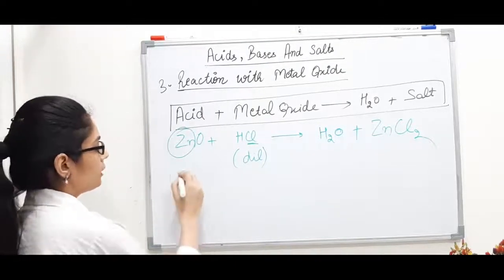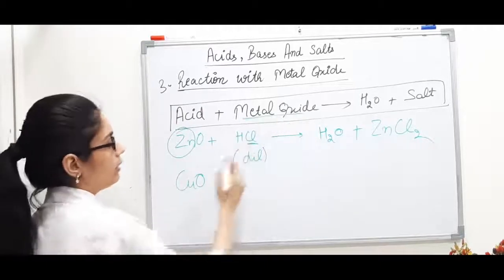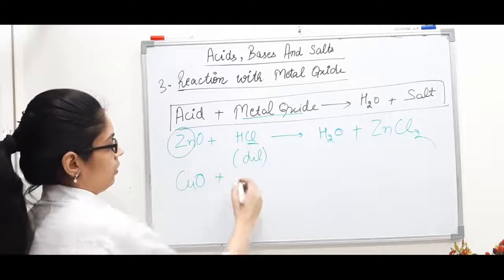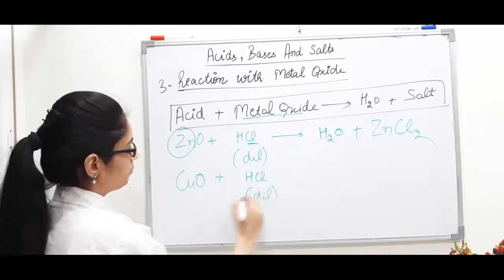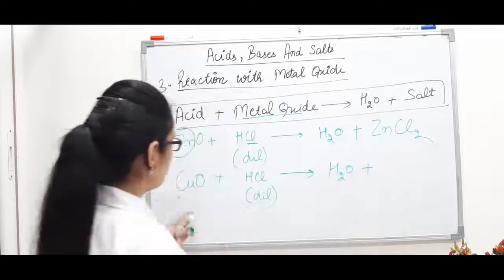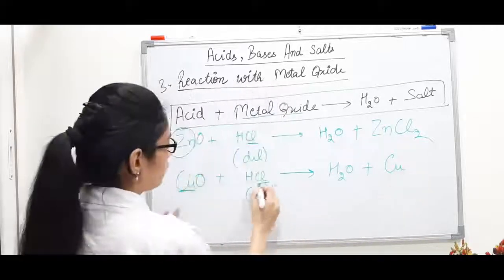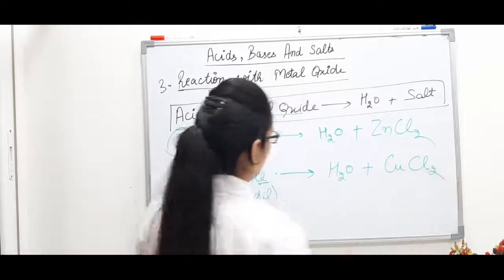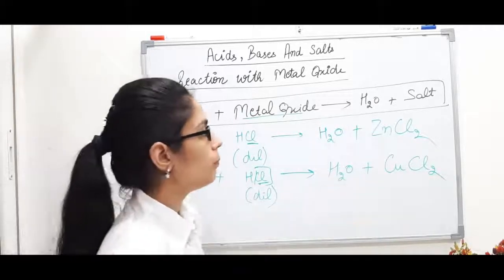Now let's take another example. Let's take copper oxide. Any metal oxide you can take, same acid or different also you can take. It will give us water plus, this is the metal, copper, and this is my remaining part of the acid. So it will give us water plus copper chloride.